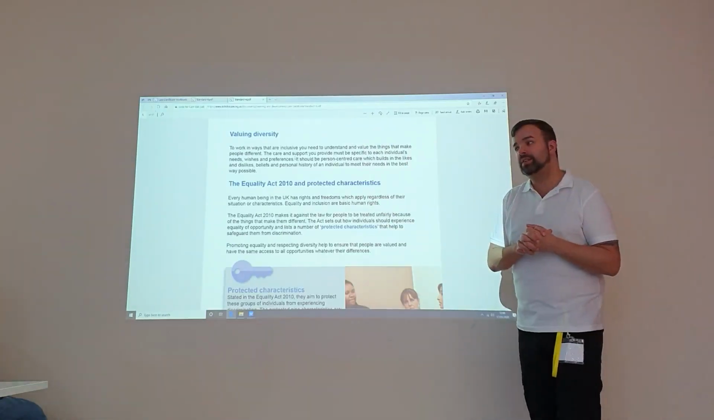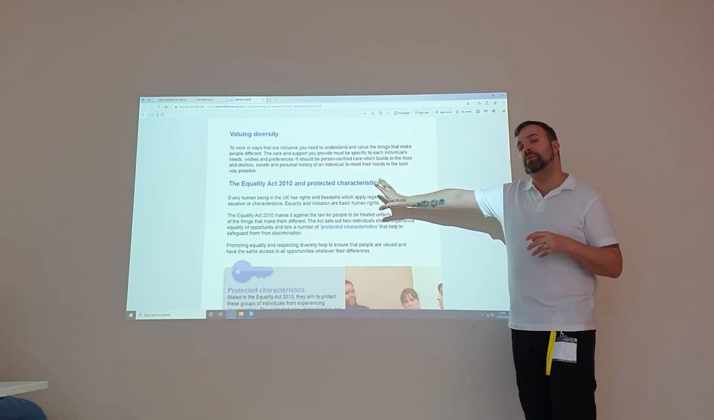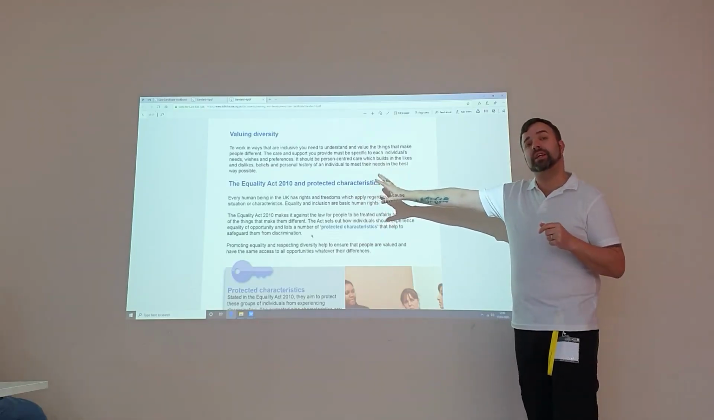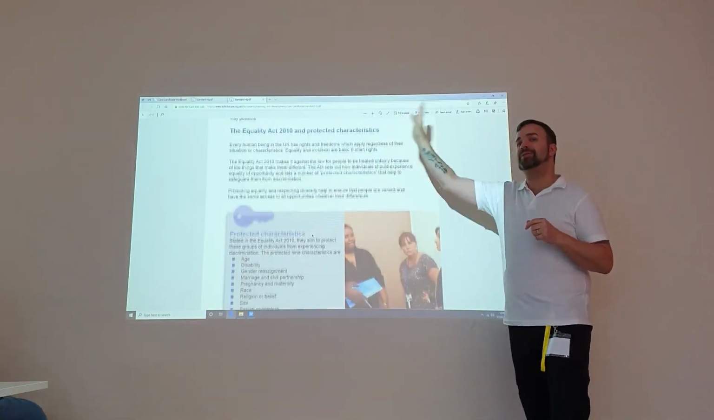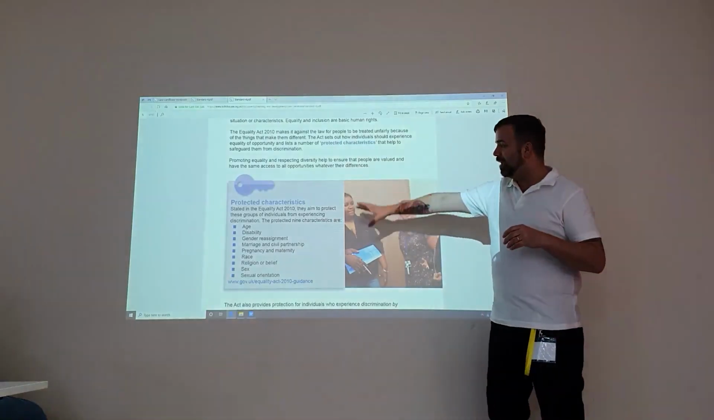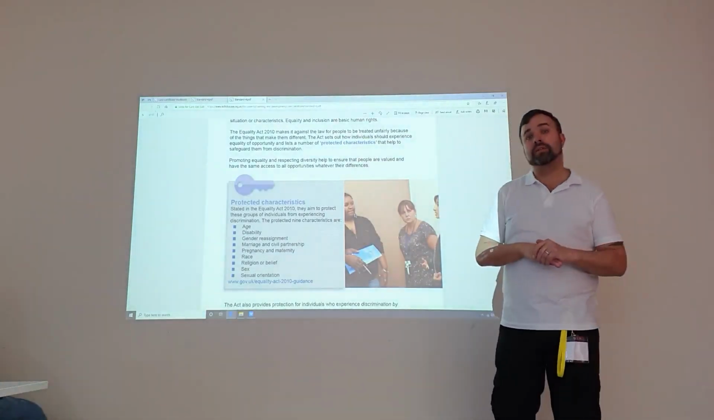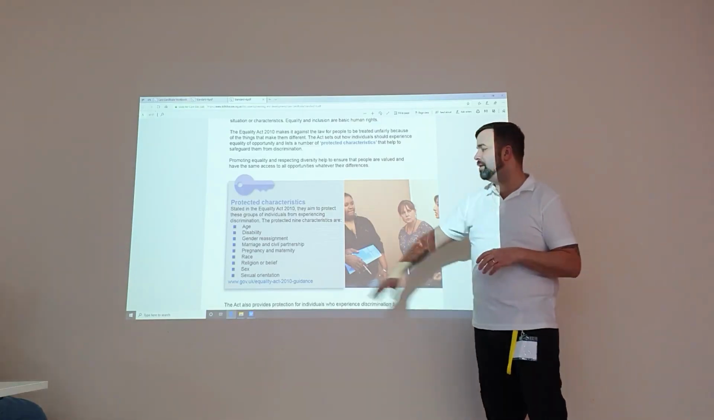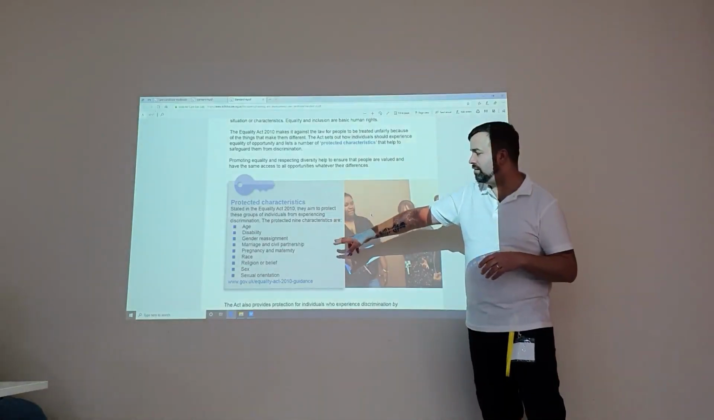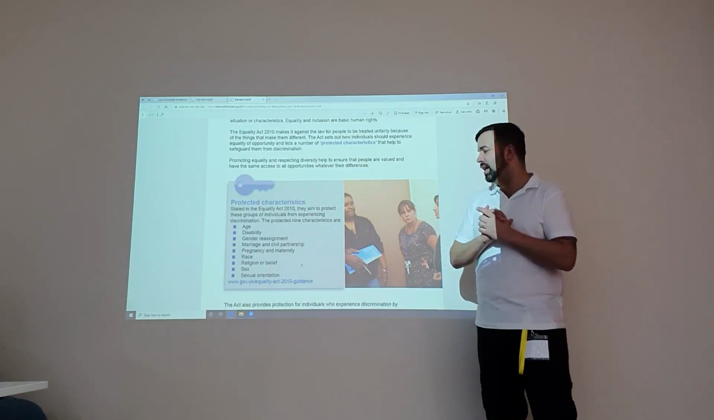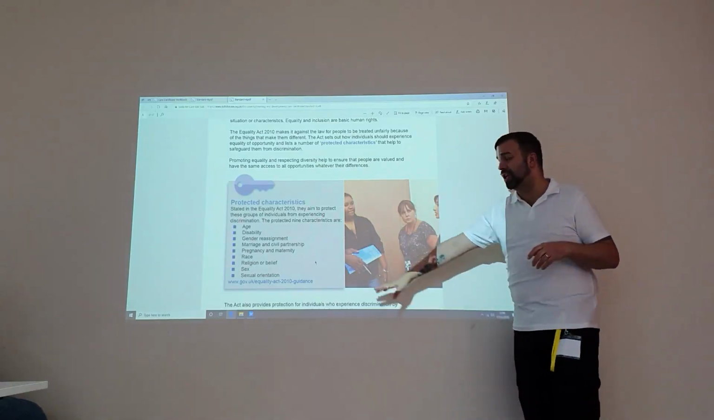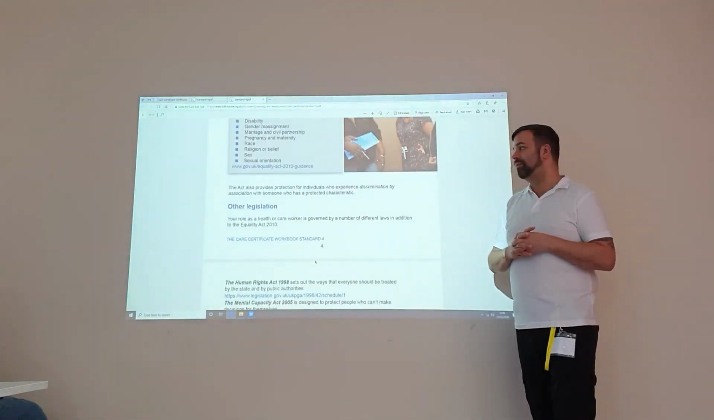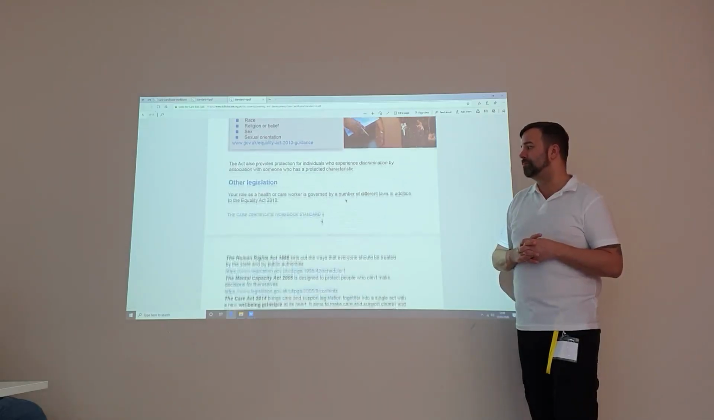Under the Equality Act 2010, we talk about protected characteristics, and we've already spoken about those further up. But here we have the protected characteristics in law: age, disability, gender reassignment, marriage, pregnancy, race, sexual orientation, belief, sex and orientation. And again, you can go online and find the legislation and download it.